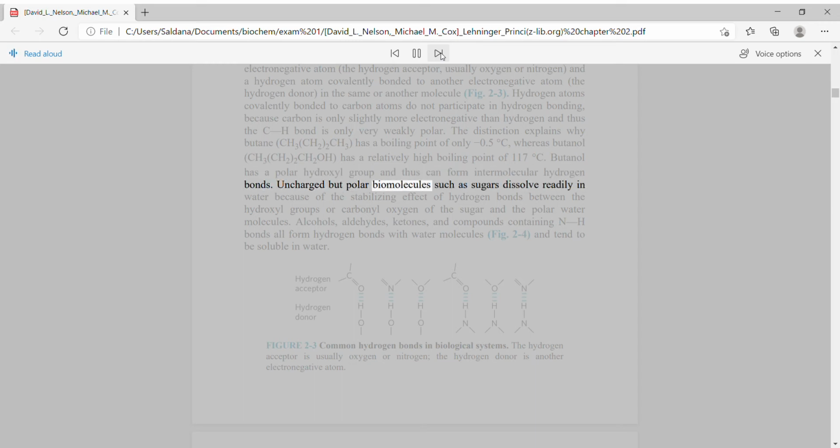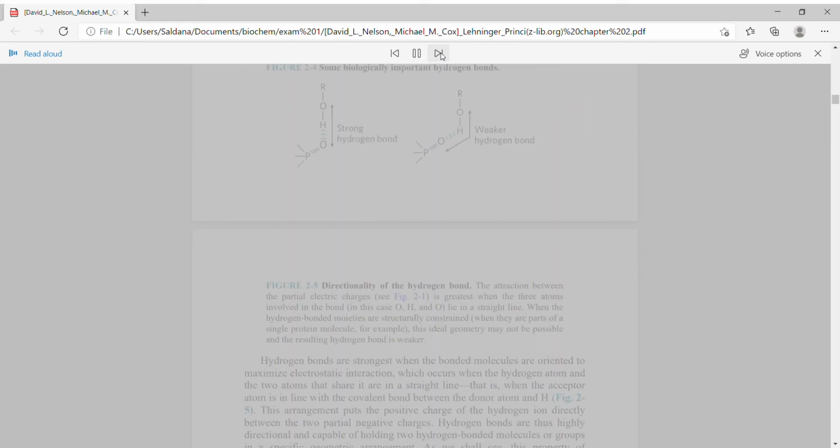Uncharged but polar biomolecules such as sugars dissolve readily in water, because of the stabilizing effect of hydrogen bonds between the hydroxyl groups or carbonyl oxygen of the sugar and the polar water molecules. Alcohols, aldehydes, ketones, and compounds containing N-H bonds all form hydrogen bonds with water molecules, Fig. 2-4, and tend to be soluble in water. Figure 2-3. Figure 2-4. Figure 2-5.